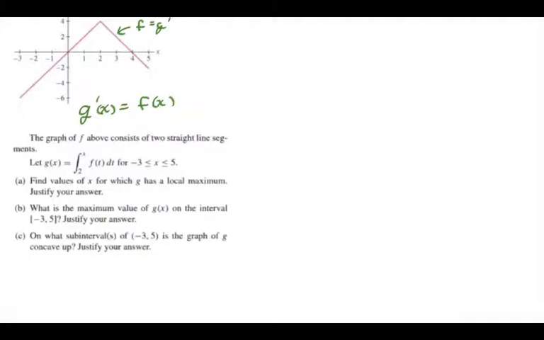The first one says find the values of x for which g has a local maximum. Justify your answer. For letter A, we're looking at g prime, which is our graph, to find out where g has a local maximum. This is where we use a sign line graph. I always like to label my sign line graphs. This is g prime. It looks like g prime equals 0 at 0 and at 4. Right here we have an intersection at 0 and an intersection at 4. That is where g prime equals 0.